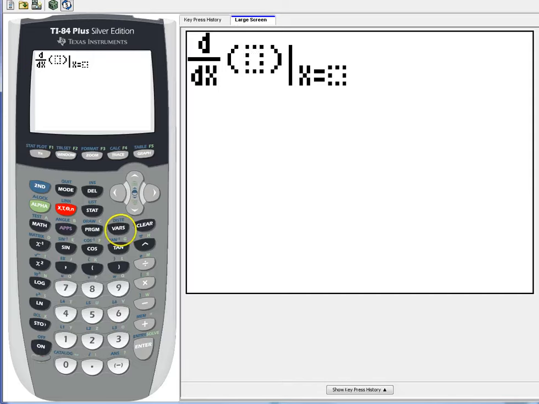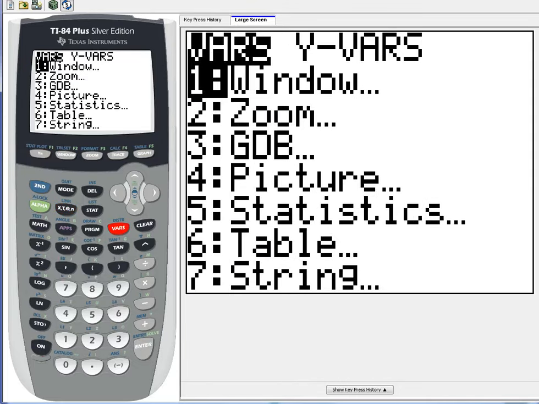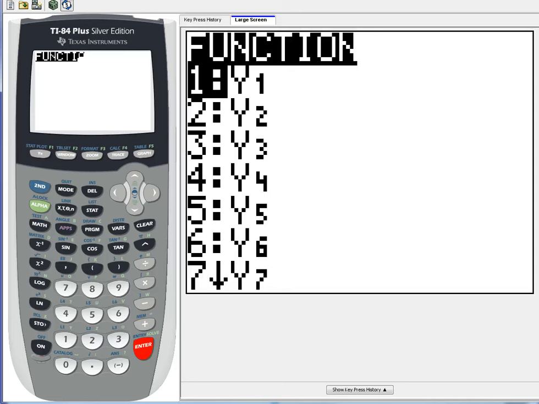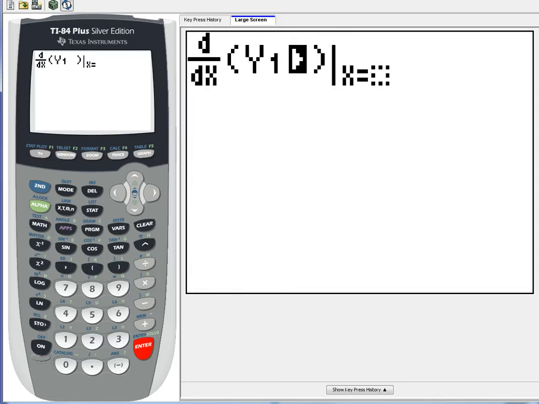I can press the button down here, VARS, go over to Y-VARS, and I want the functions. That's number 1. I want y1. I press enter. So I'm going to take the derivative of y1. Now where do I want it? I want it at 2.3. And I hit graph. Not graph. I want to hit enter.